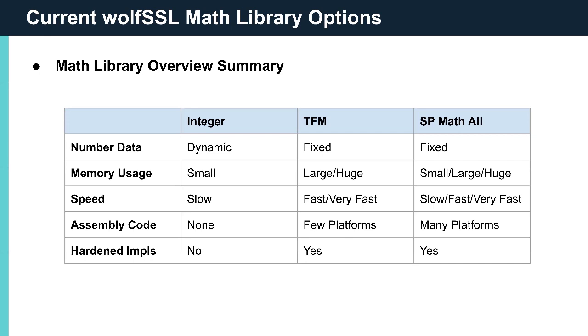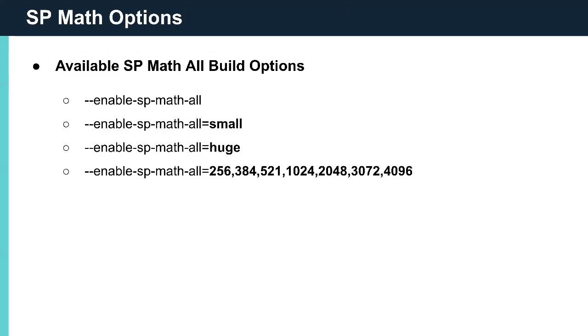Assembly code: the integer library doesn't have any assembly. Up to SP Math All has lots of assembly. And then the only implementations hardened against side channel attacks are TFM and SP Math All. So the available SP Math All build options: you have the default, you have an =small, =huge, or you can individually select based on the key size.